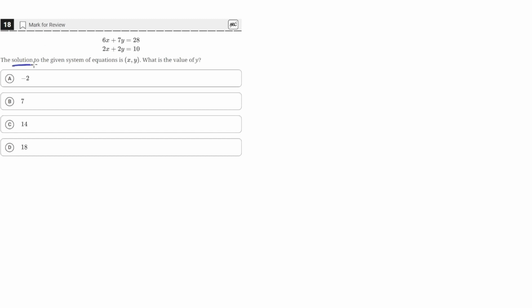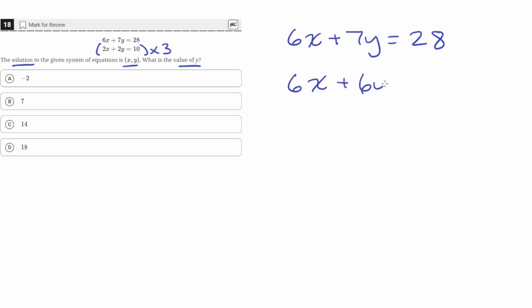The solution to the given system of equations is (x, y). What is the value of y? Okay, so they're really just asking us to find the y value of the solution to this system of equations. So we can solve this system of equations by elimination. So we can multiply the second equation here by 3 to eliminate x. So when we multiply the second equation by 3, we get 6x plus 6y equals 30.